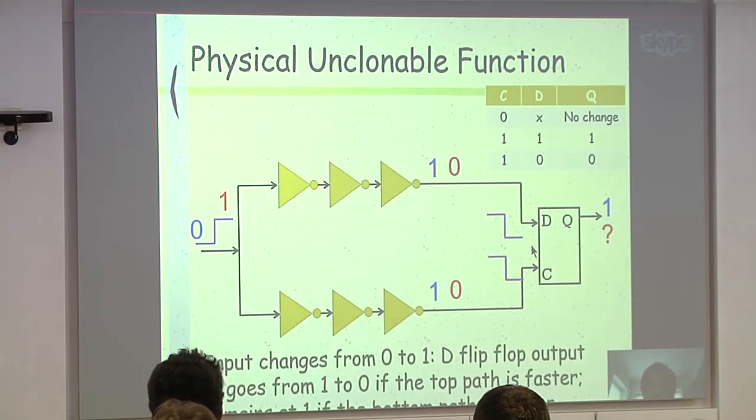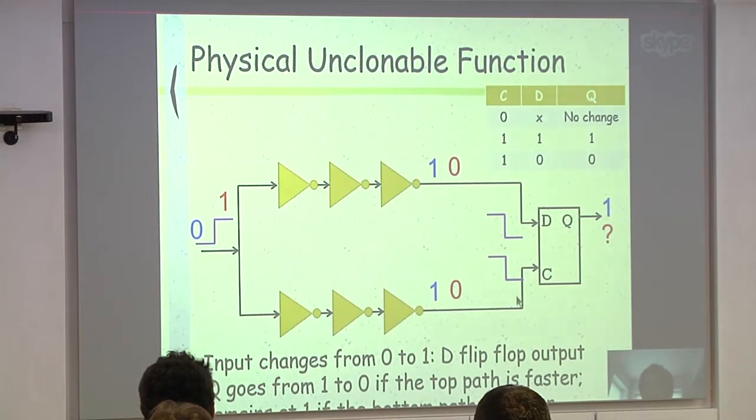So what happens here is, if the top path arrives earlier, when this one changes from 1 to 0, this one remains as a 1. And then this content, because C is 1, D is 0, will be changed to a 0.